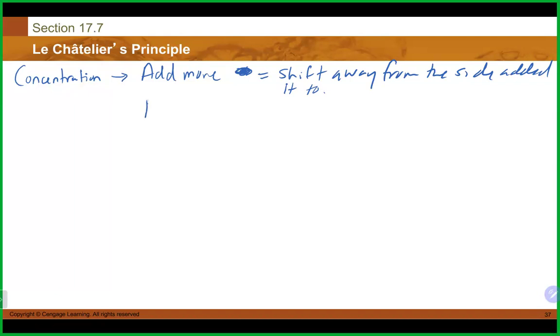The other thing you could do is remove. And when we remove something, it will shift towards the side you removed it from.